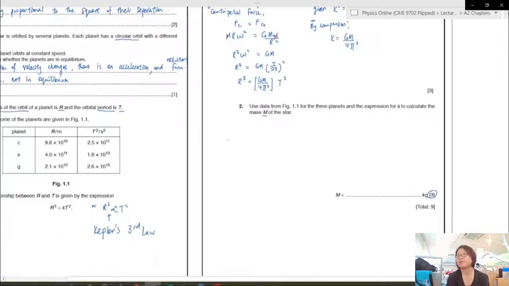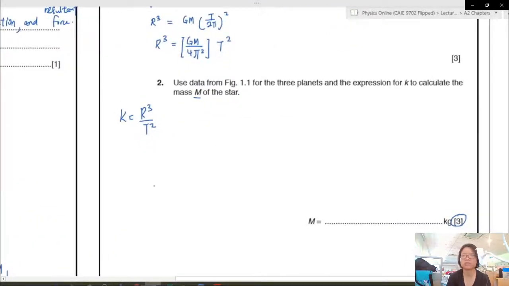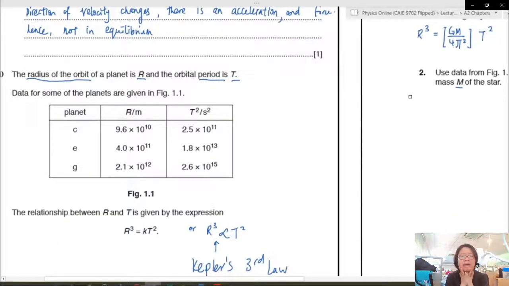Alright, anyway, using the data and the expression for K, calculate the mass of the star. So we can use K is equal to R cubed over T squared. And then you might be thinking, Miss, I got 3 numbers. Do I need to use all the numbers? The answer is yes. They give you 3 for what? So we do for planet C.